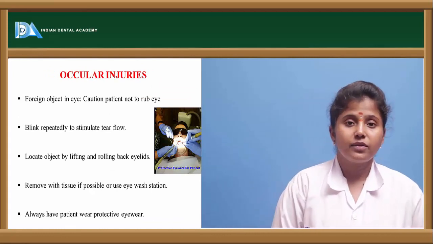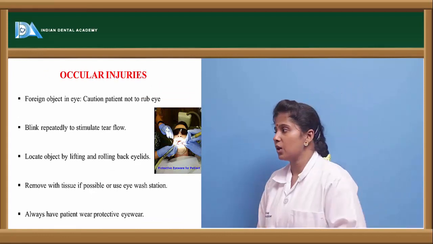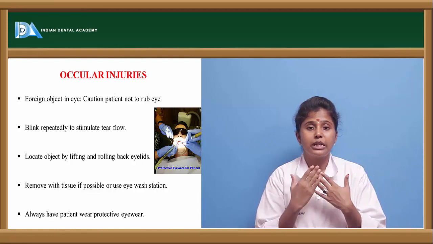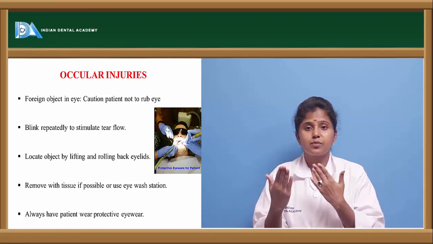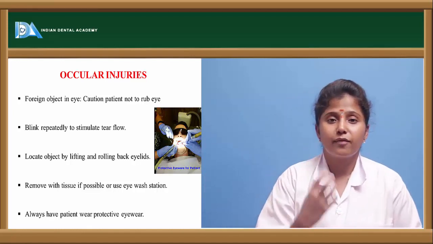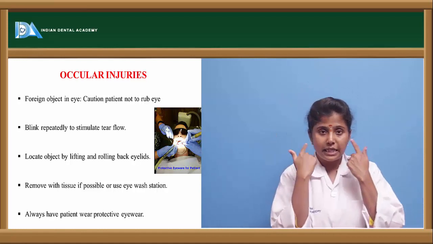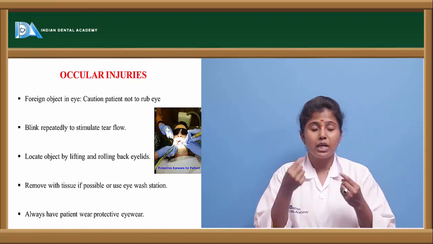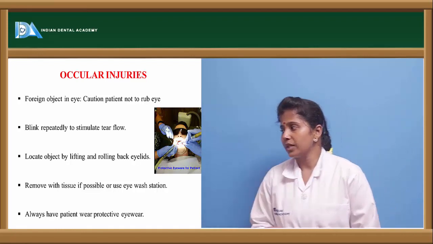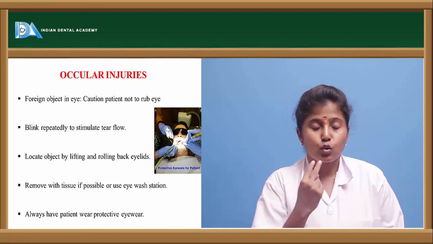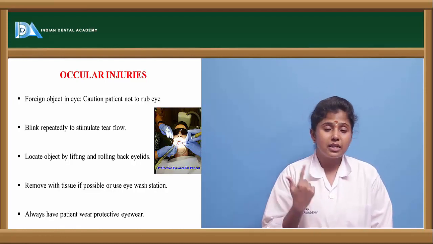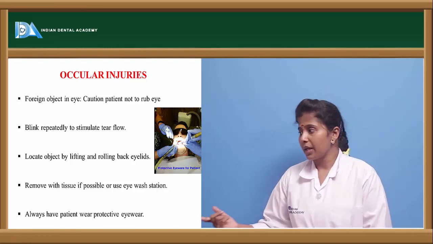Ocular injuries. So if there is any injury to our eye, how can we manage it? We need to make sure the person's eyes are not exposed to any irritants, and blink repeatedly to stimulate the flow. So here, the tear flow, if there is any irritation to his eye, we need to blink immediately so that through the tears, whatever foreign particles are there come out of the eye. And locate the object by lifting and rolling back the eyelids. So in order to make our vision proper, we need to rotate our eyelids, and thereby if there are any foreign objects inside, they may move and come out.